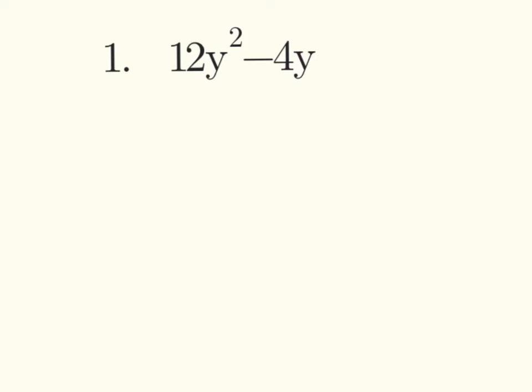So we have 12y squared minus 4y. So the largest number that'll go into both the 12 and the 4 is a 4. Okay, so we know that is going to be outside our parentheses. Now, you need to look at the variables and see what they have in common. The first term has 2 y's, and this one only has 1. Okay, so you're always going to take the minimum exponent out, which would be the 1.